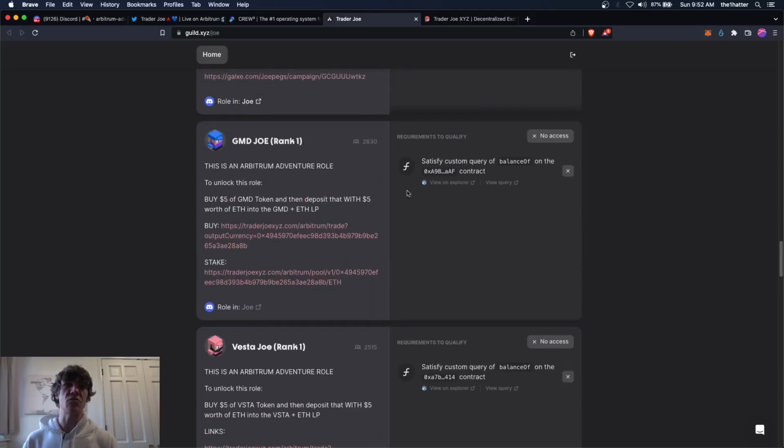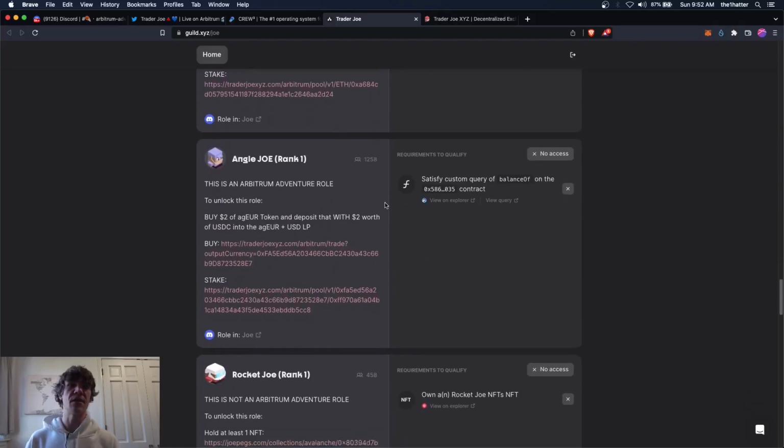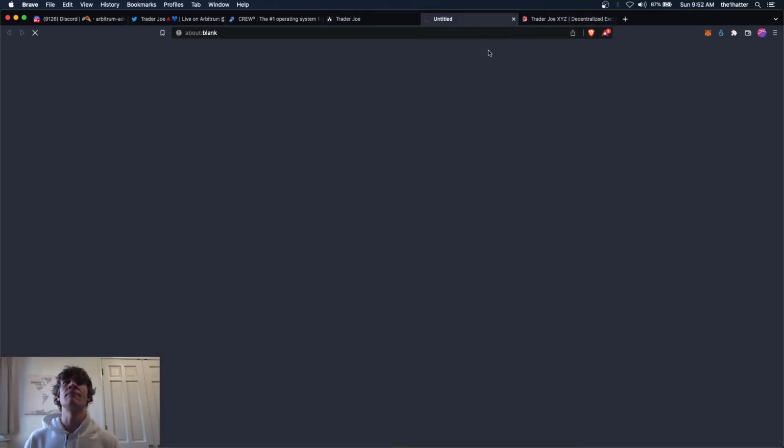This was last week's roll, but I don't know why it's still showing up. That's all right. So the final one, Angle, is an Arbitrum Adventure roll. To unlock this roll, buy $2 of AGEUR token and deposit that with $2 worth of USDC. So now we need some USDC.